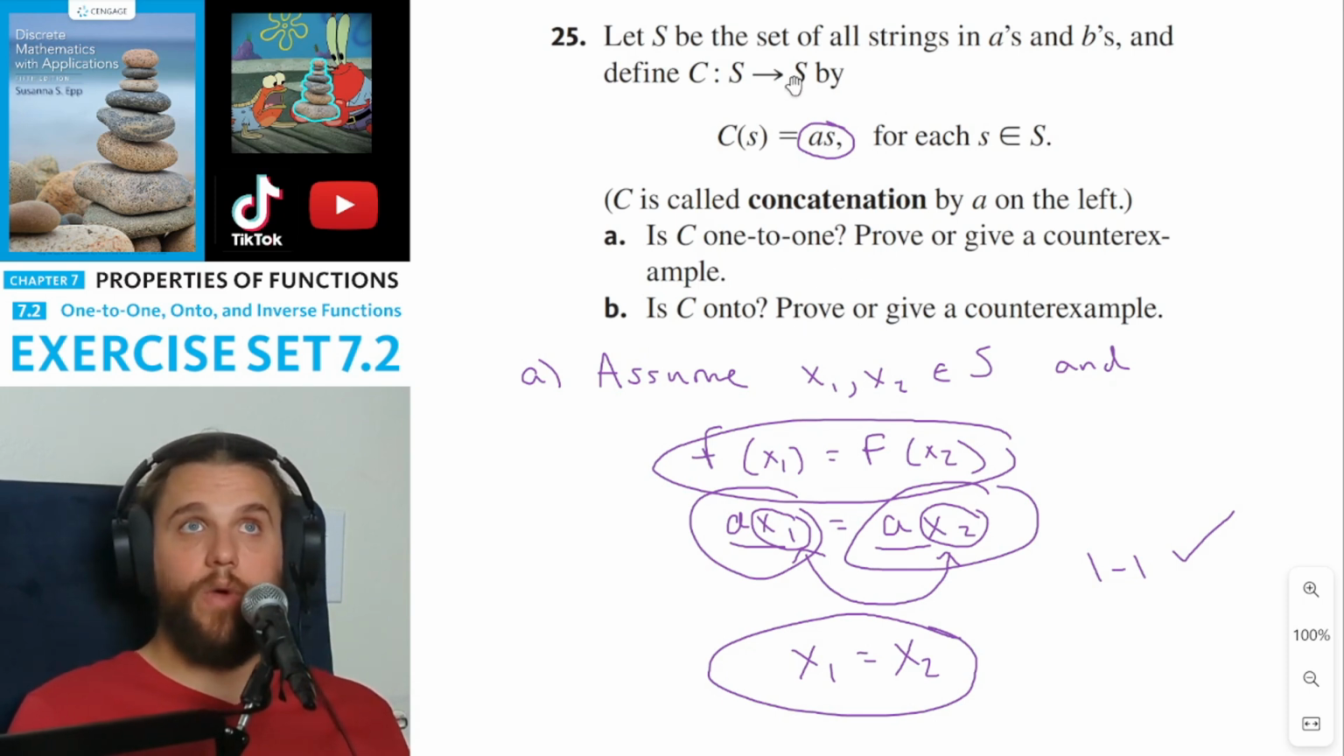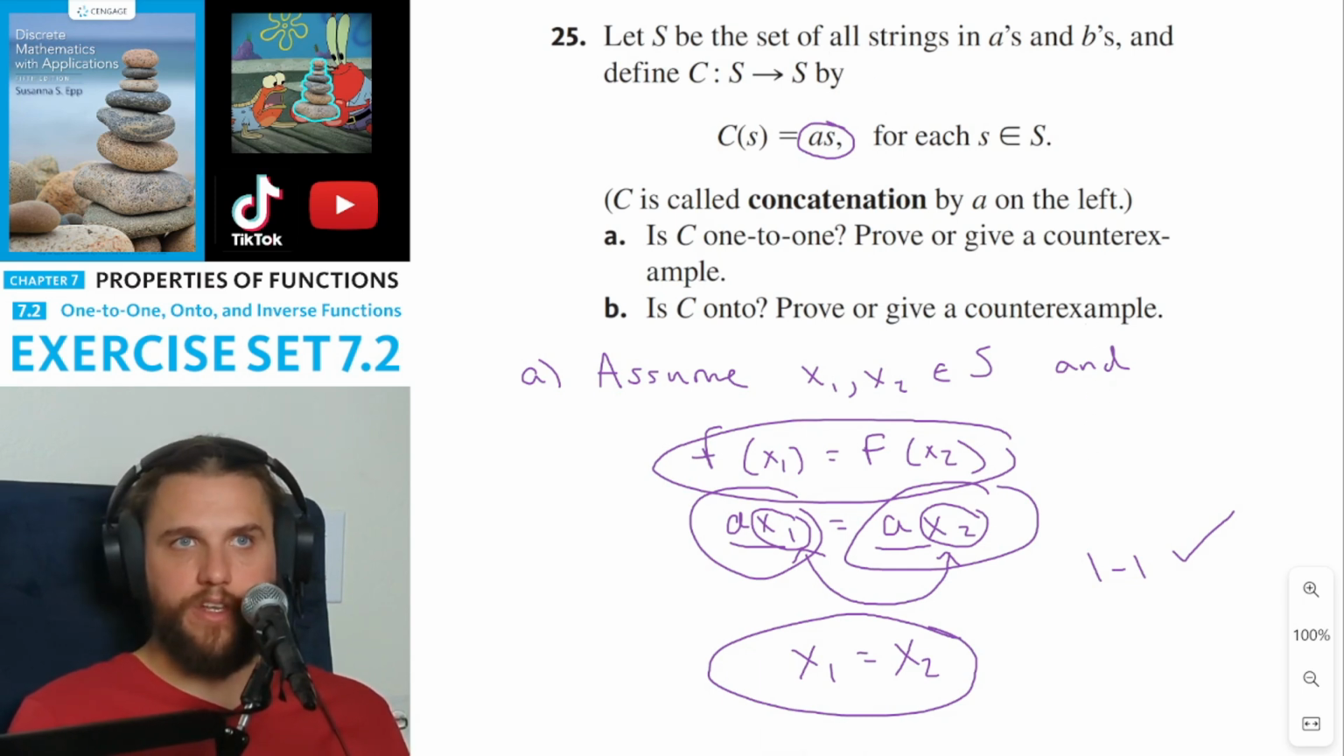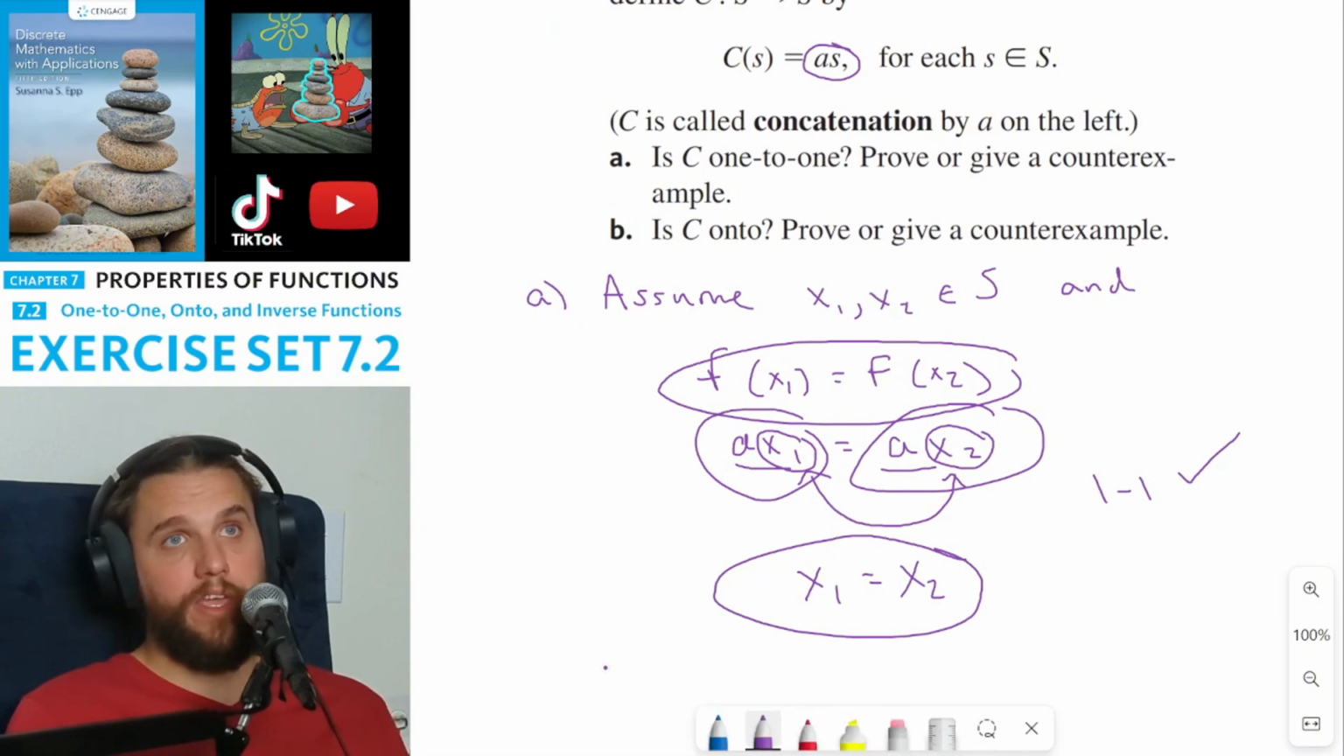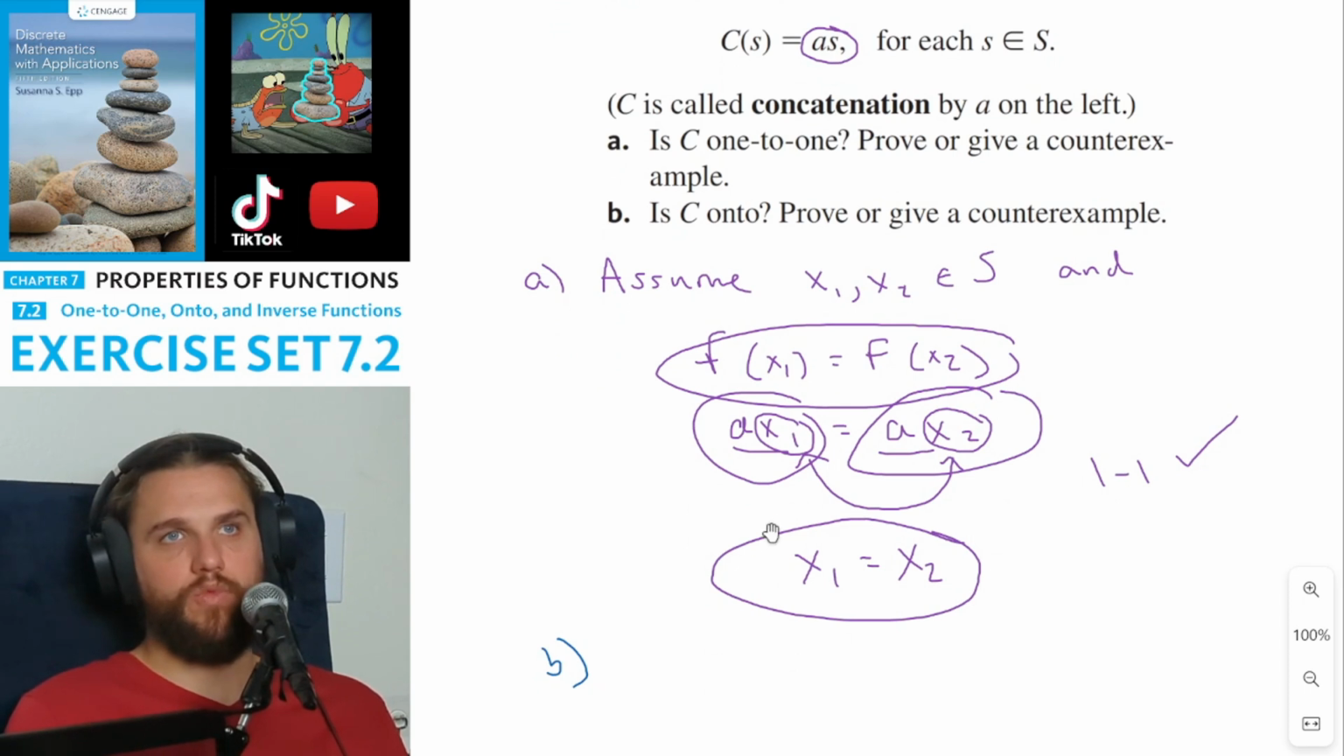Part B says, is C onto? So now we have to ask the question, can we get every string of A's and B's as an output of this function? This one's a little bit trickier, but the answer is no. There are lots of outputs, actually, that we just can't get as a result of this rule of the function.